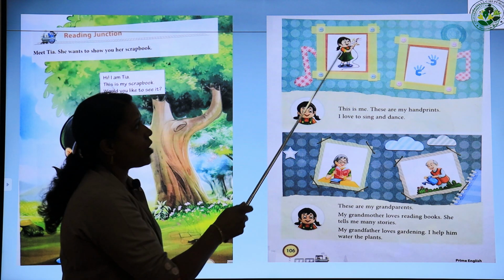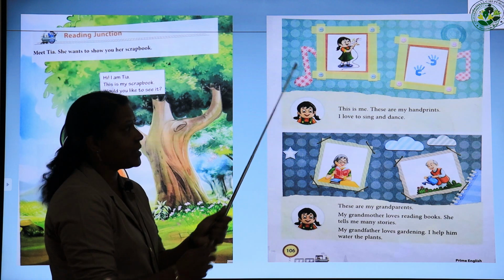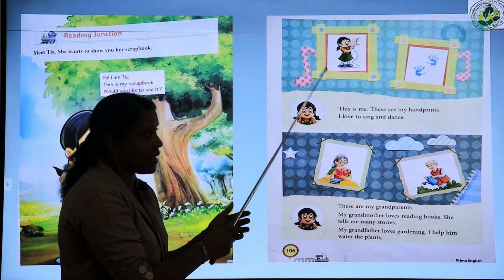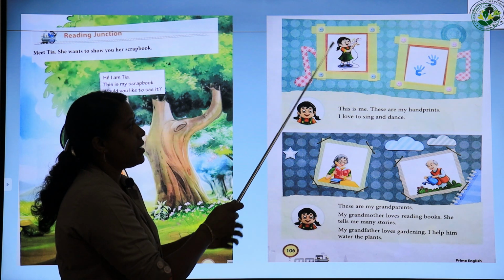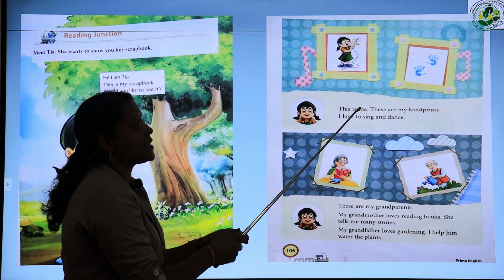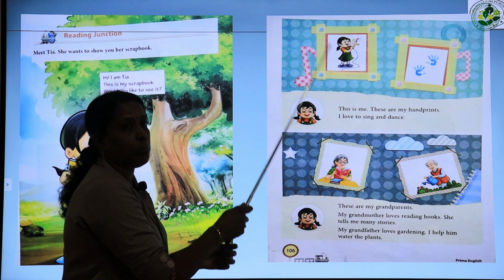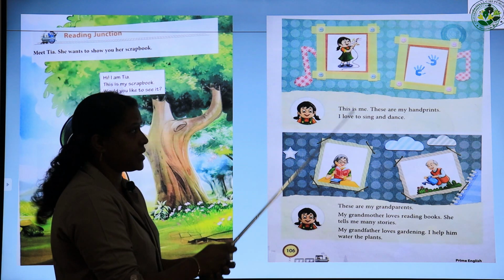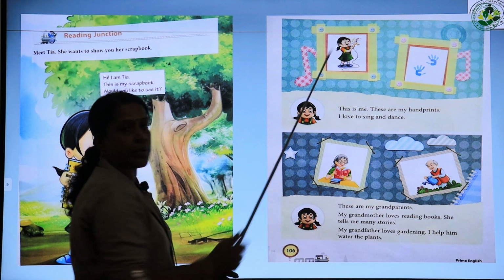Tia. What is she doing here? She is singing, isn't it? She pasted a photograph of herself and she is singing. Listen. This is me. So Tia is saying, this is me. That means this is Tia. These are my handprints.